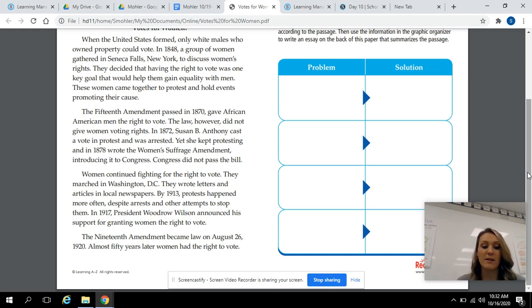In 1917, President Woodrow Wilson announced his support for granting women the right to vote. The 19th Amendment became law on August 26, 1920. Almost 50 years later, women had the right to vote.